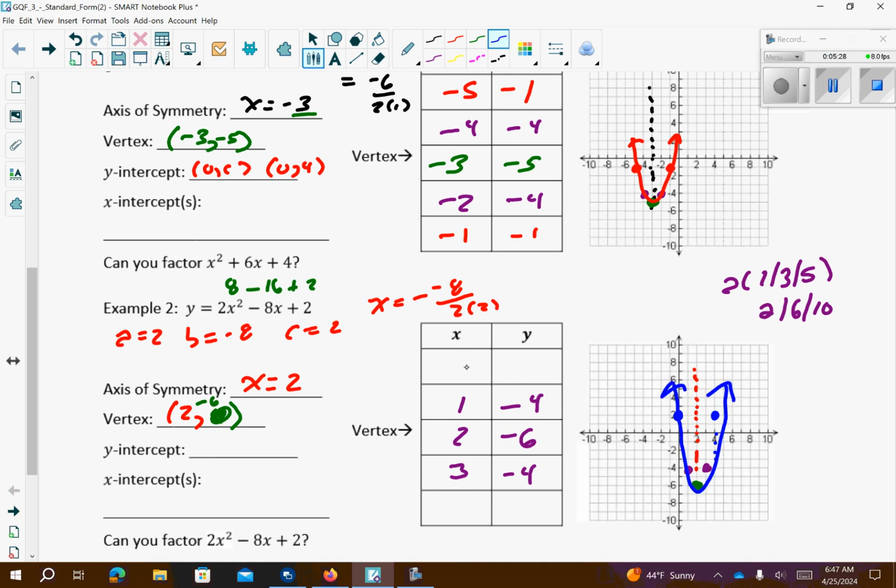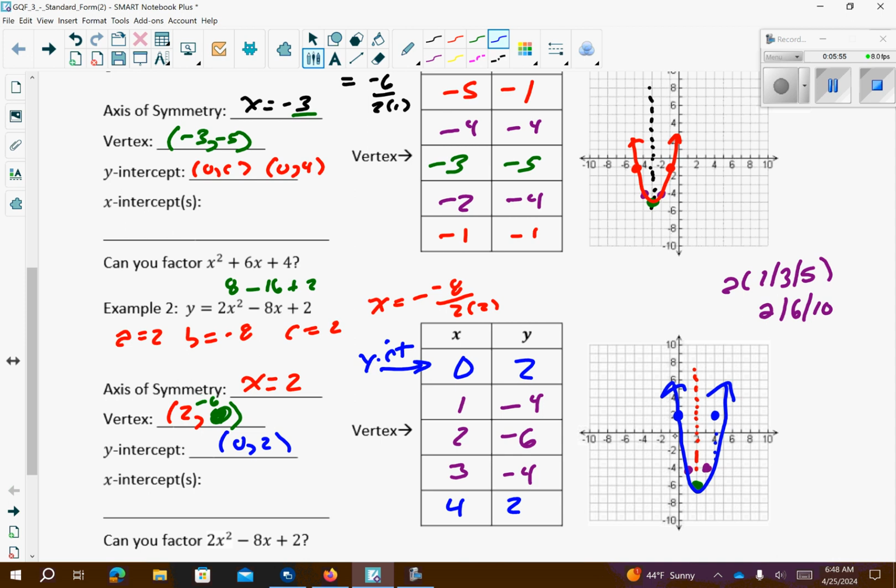So I get 0, 0. And I also get not 0, 0, 0, 2, and 4, 2. I happen to know the y-intercept. This is the y-intercept here because there's a 0 in the x. So the y-intercept's at 0, 2.